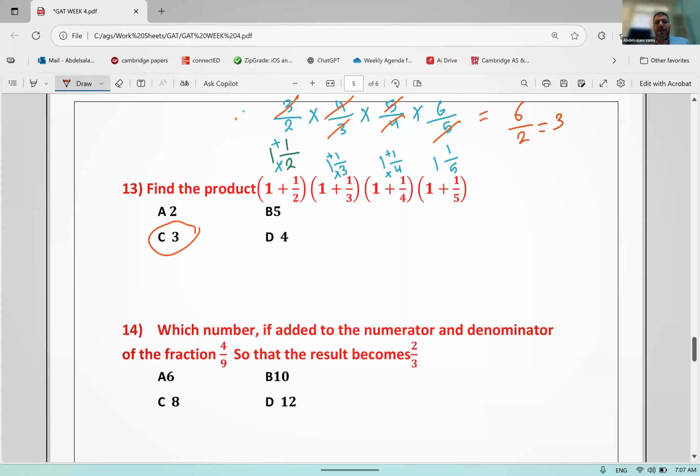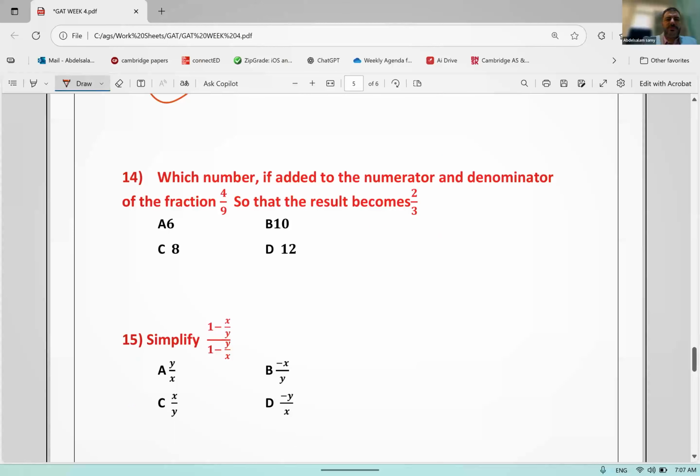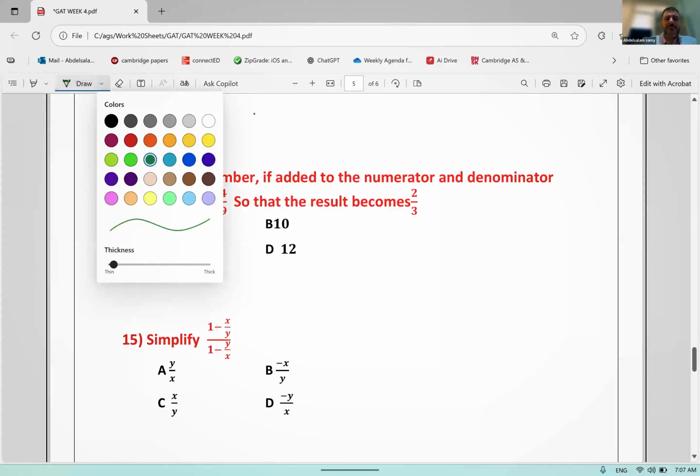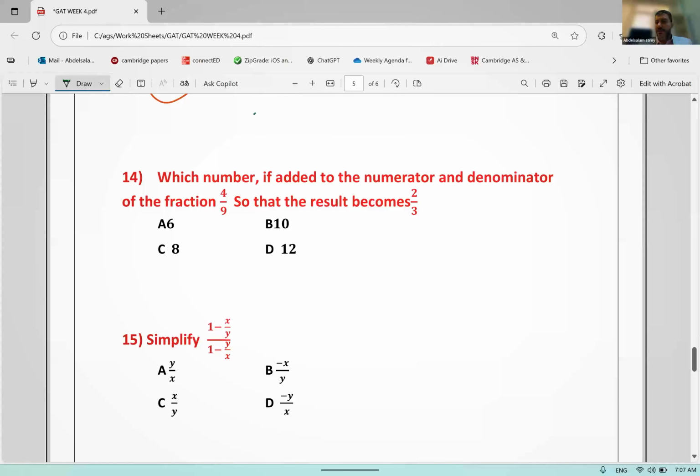Question number 14. Read the question carefully, and you have to understand the scenario. Sometimes 90% of the solution in word problems is if you understand the story or the scenario of the question. But now he said what? We need a number here. If you add it for this fraction, the answer will be 2 over 3. Okay, how can I simplify?